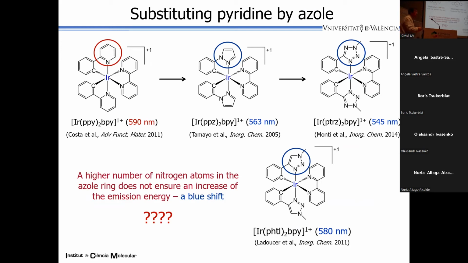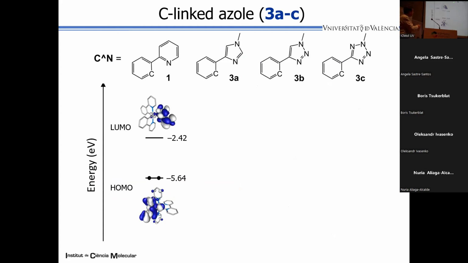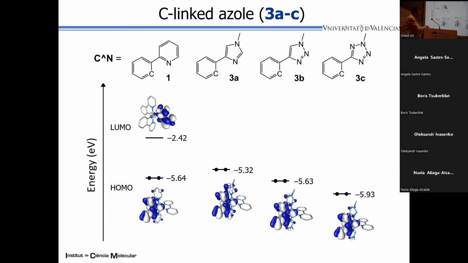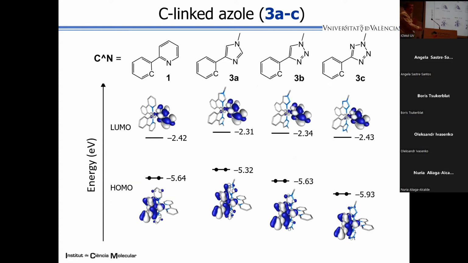But look, here you are comparing things that are not really the same situation, because here the azole ring is linked by the nitrogen, but here and here they are linked by the carbon. Then we proposed to study this series, where the difference with the one we studied before is that here we have a carbon, not a nitrogen. And here, when you start to increase the number of nitrogen atoms, first you increase the energy of the HOMO, and after that you decrease it. The LUMO remains constant as before, so first you shift to the red and after that to the blue.